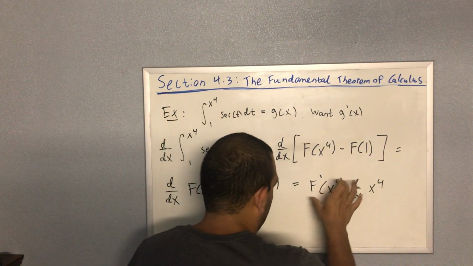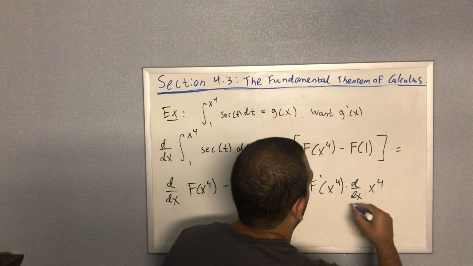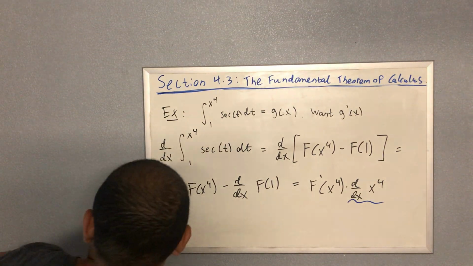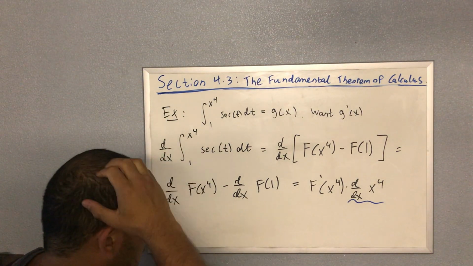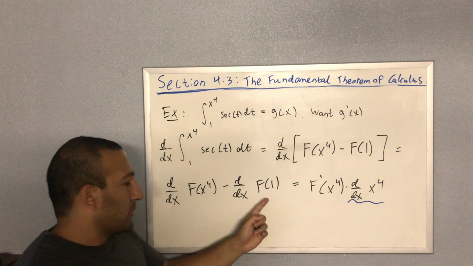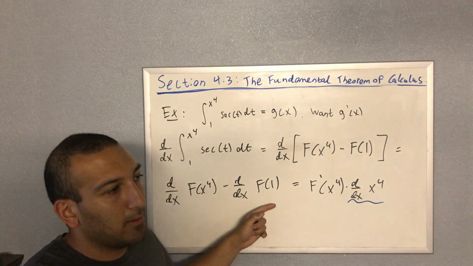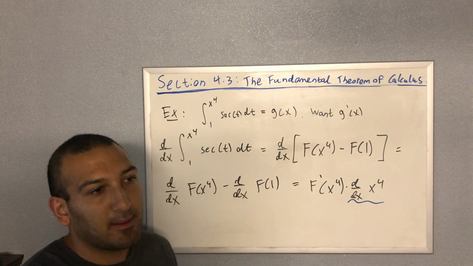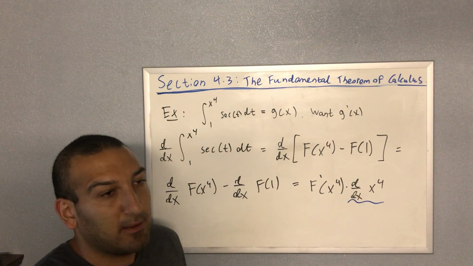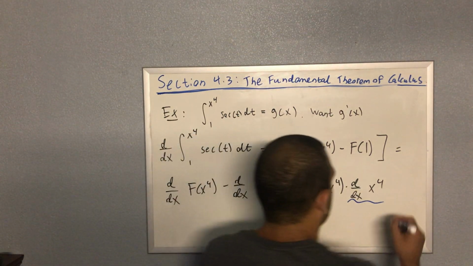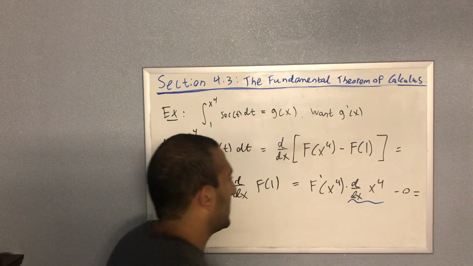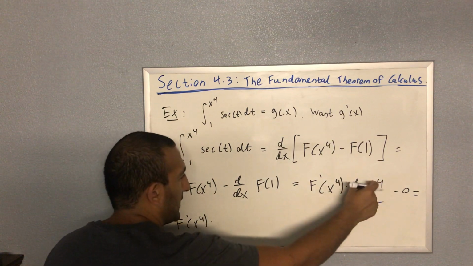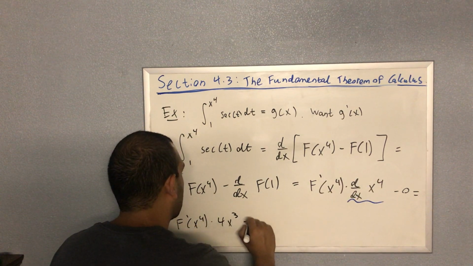So we get f prime of x to the fourth times, now the trade-off was we have to multiply by the derivative of the inside function, as is stated when you first learn the chain rule. And then let's think about what this is. What is F of 1? Well, capital F is a function, so if you stick 1 into it, you just get a number, right? And then what's the derivative of just a constant, of a number? It's 0, so this is minus 0. So then this gives us f prime of x to the fourth times this derivative, which is 4x cubed.